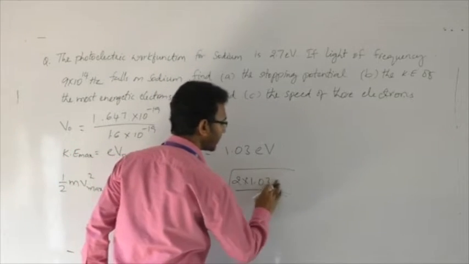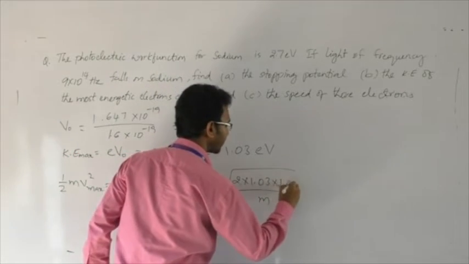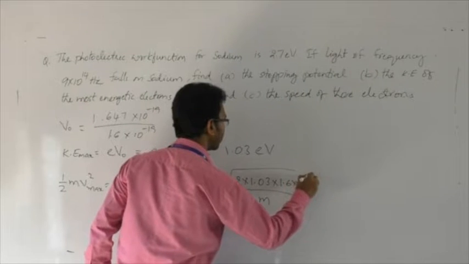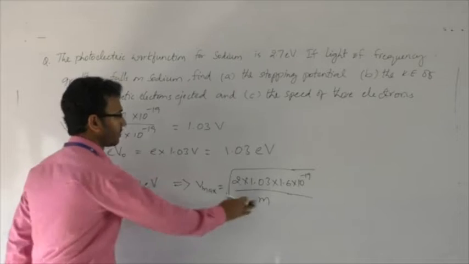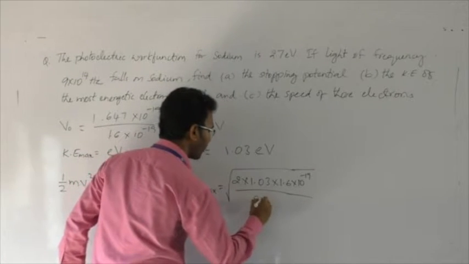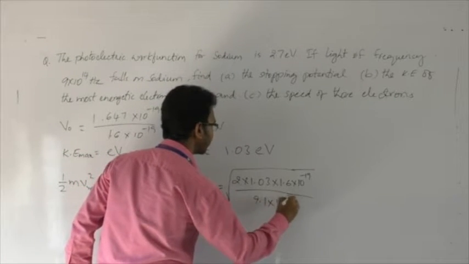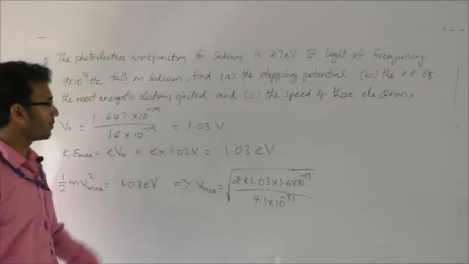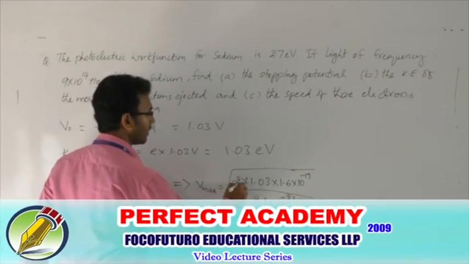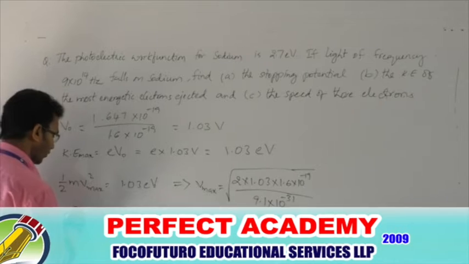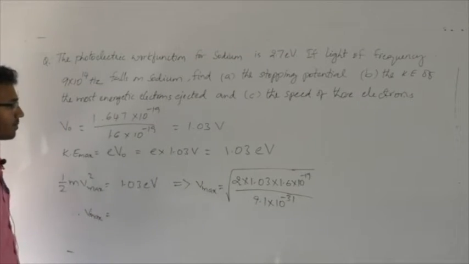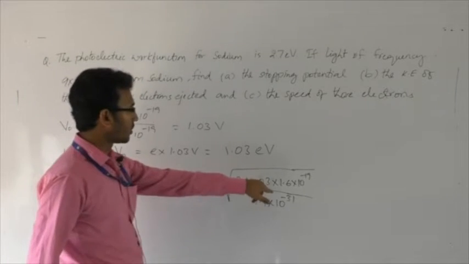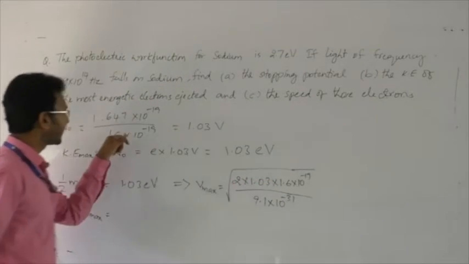So I'll write it as 1.6 into 10 power minus 19 joules. And what is the mass of the electron? 9.1 into 10 power minus 31 kg. Now we'll simplify this. Therefore, Vmax is, so this 1.03 into 1.6, I can get it from here.